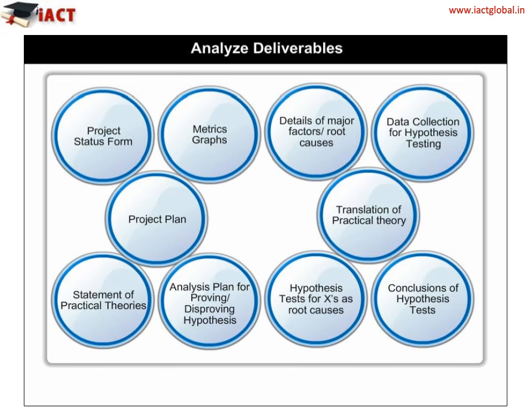Analyze deliverables. The analyze phase has several deliverables. It is not essential to prepare all of these. The black belt can take a decision in discussion with the champion and the team members. Some of the deliverables that can be prepared include metric graphs, details of major factors and root causes, analysis plan for proving or disproving hypotheses, hypothesis tests for various X as root causes, data collection techniques for hypothesis testing, and learnings based on conclusion of hypothesis tests.